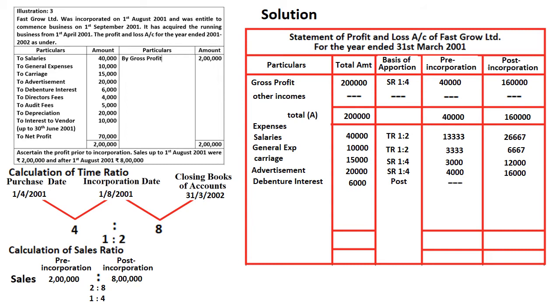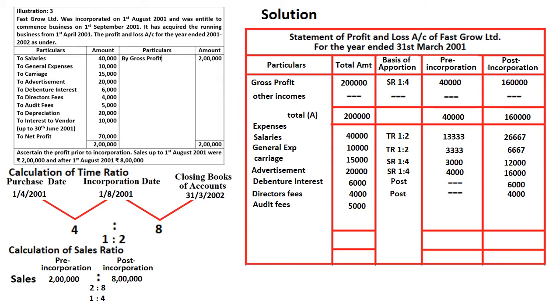Already in the first video I have explained regarding these items. Then we have directors fee. Directors fee will be directly taken in the post incorporation because directors exist in the company form of business, right? Next, audit fee will also be directly taken into the post incorporation. Some authors suggest that it should be divided in time ratio, but audit is mandatory for the company form of business, therefore it will be taken directly into the post incorporation because once it becomes a company, it is mandatory, right?